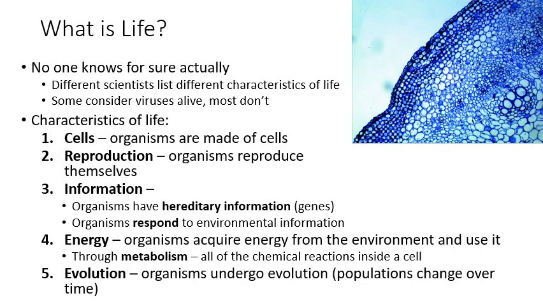Fourth, energy. All living things have the ability to acquire energy from their environment. They also have a metabolism, which is chemical reactions happening in the cell. And a lot of those reactions are used to produce ATP from whatever energy sources are available in the environment. Finally, all living things evolve.